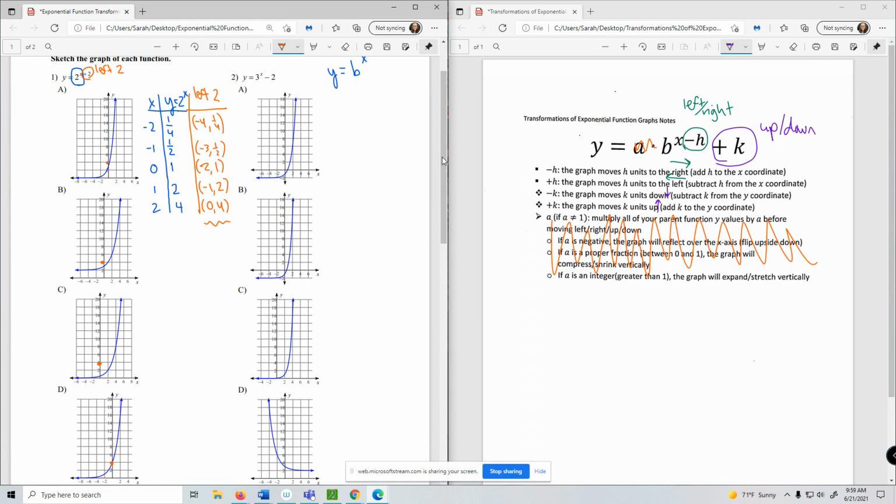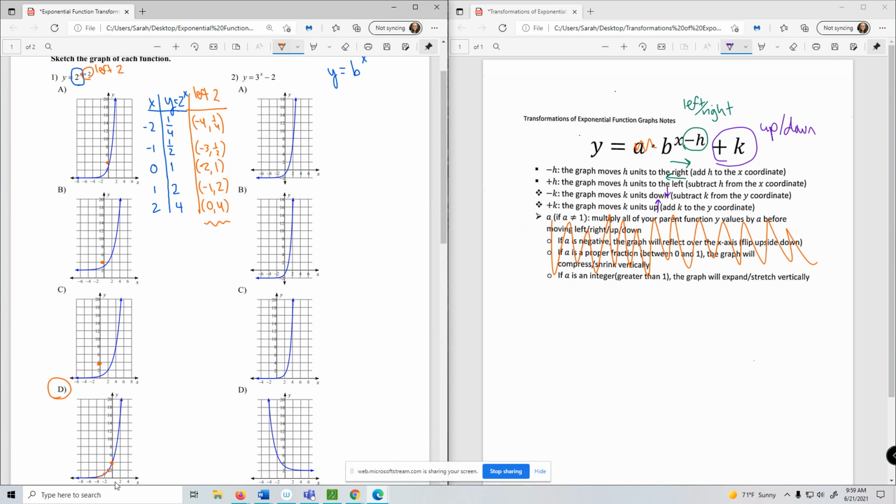Let's see if letter D goes through all the other points as well. -1, 2, pretty good. -2, 1, -3, 1/2, and -4, 1/4. So letter D is the winning graph here because it goes through all of those orange points there.